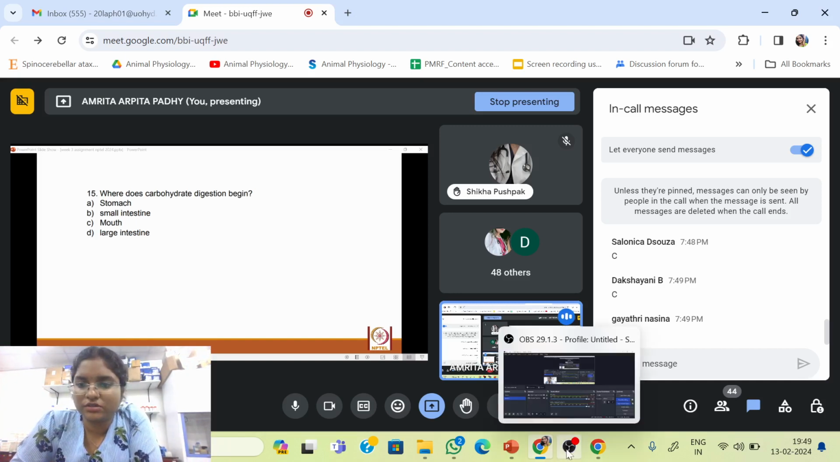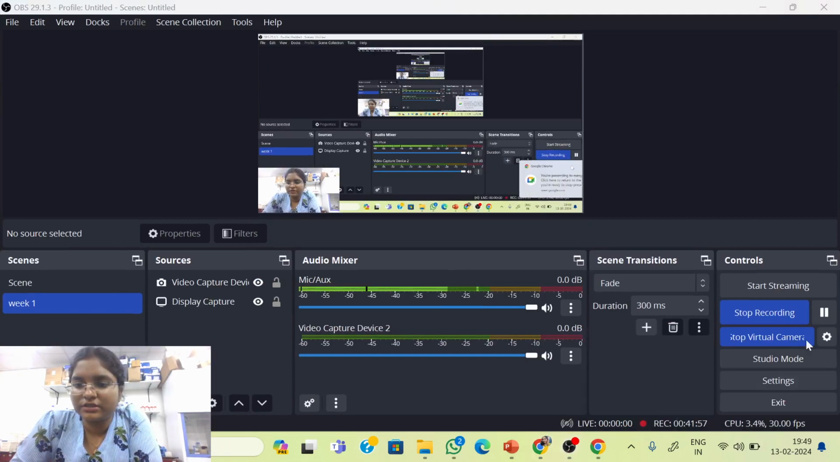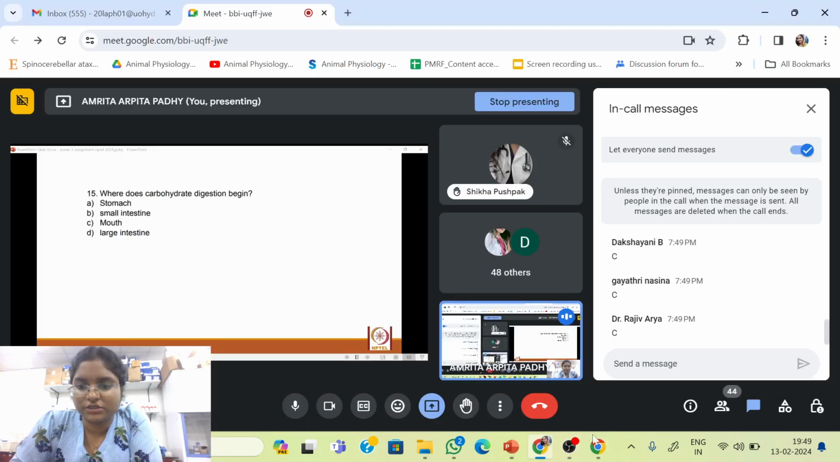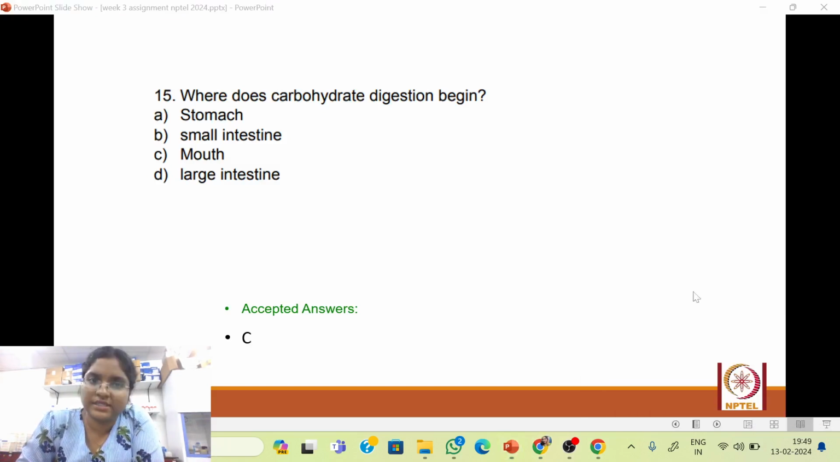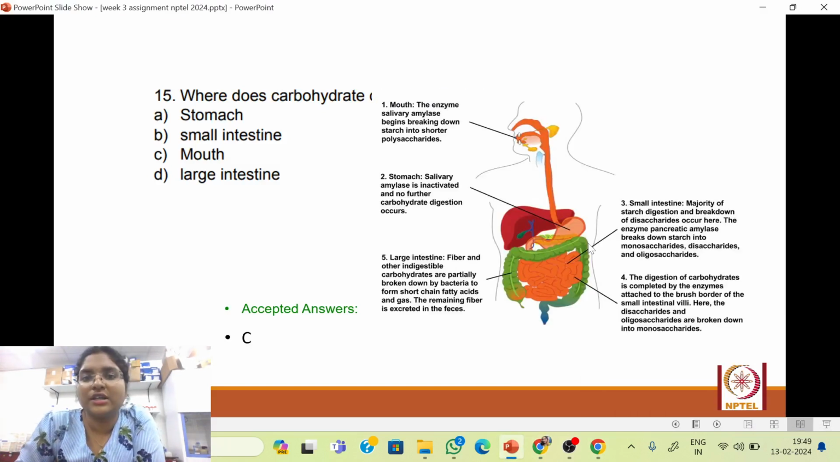A very easy question. We have already learned this when we studied digestion in school, right? Let's see. The correct answer is C. Carbohydrate digestion begins at the mouth. So here you can see the process of digestion and what parts are being digested in what organs. In the mouth, the enzyme salivary amylase begins breaking down starch, which is a form of carbohydrate, into shorter polysaccharides. Then the salivary amylase is inactivated and no further carbohydrate digestion occurs in the stomach. So it starts in the mouth.